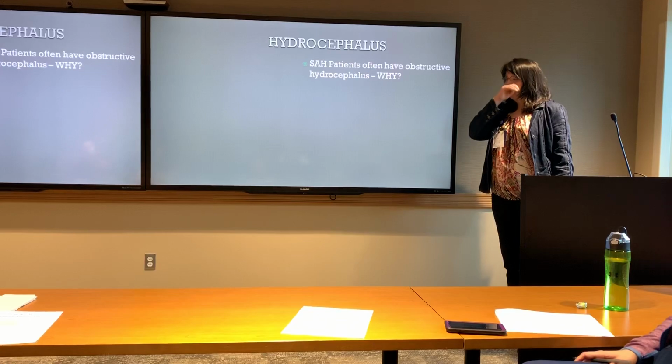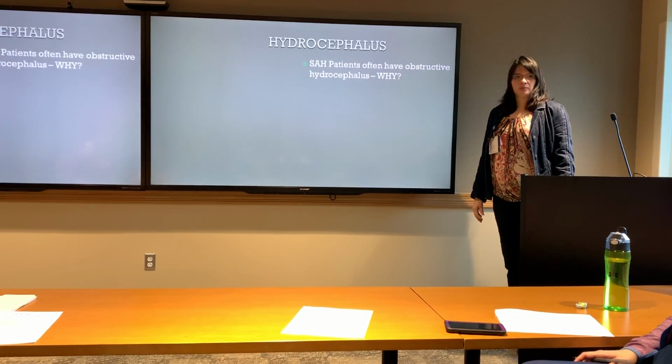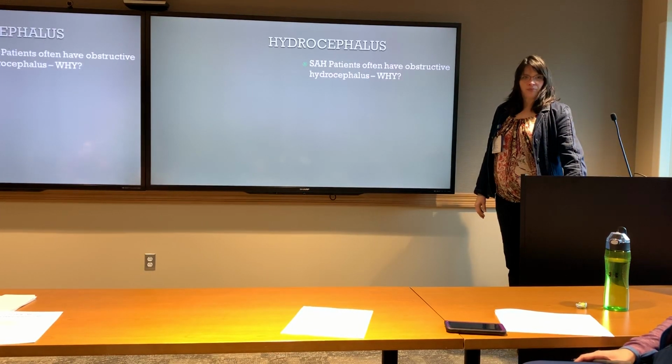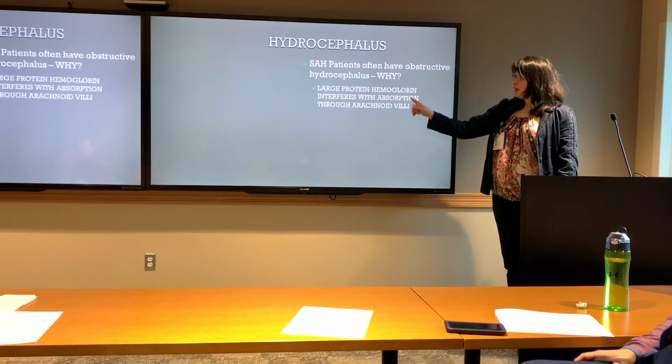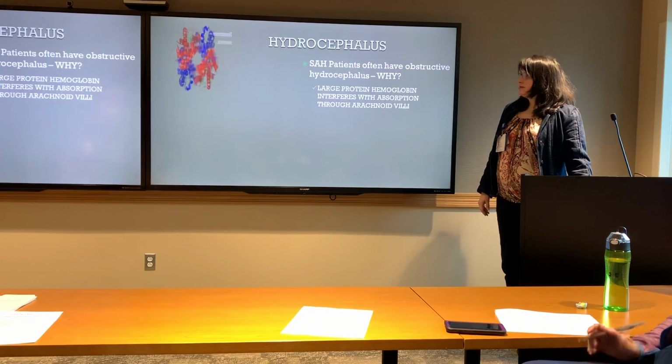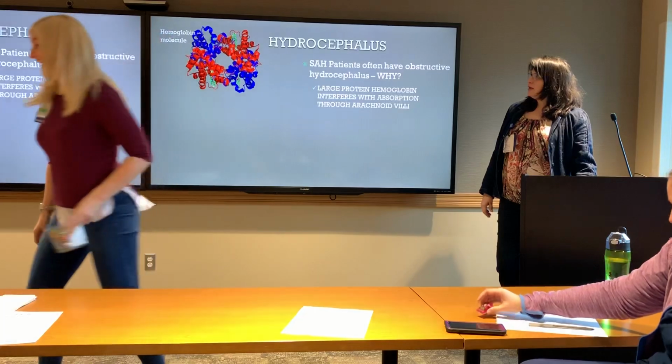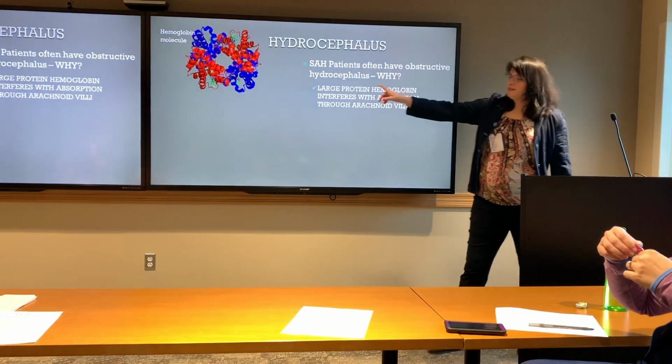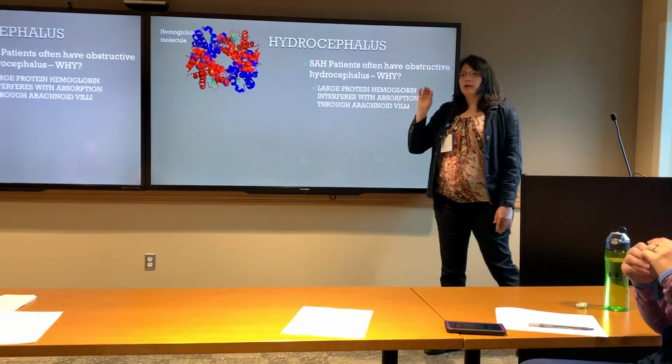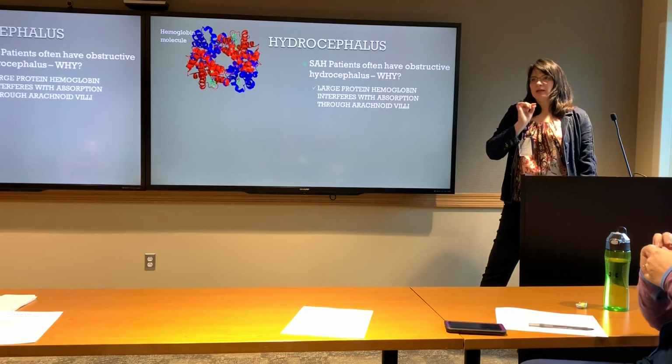Swelling. Sometimes they'll have blood in the ventricles. Correct. Perfect. The large protein hemoglobin. So look how big hemoglobin is. It is this large. It's a really large protein. Cerebrospinal fluid actually has very little protein, and so it goes quickly through.